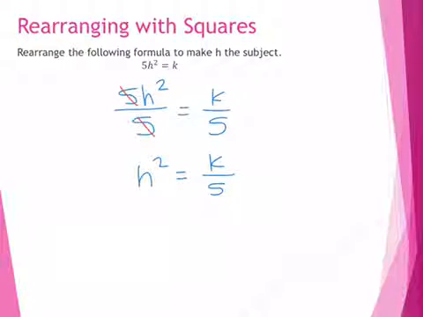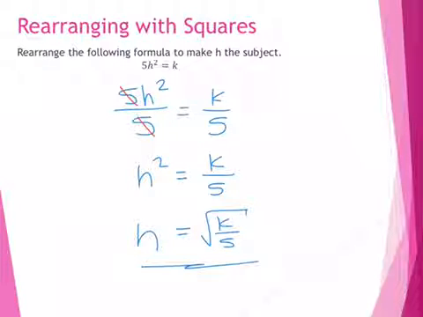Now this isn't enough yet to make h the subject, because it has to be just a single h rather than h squared. So simply just get rid of that by square rooting. And that's our final answer.